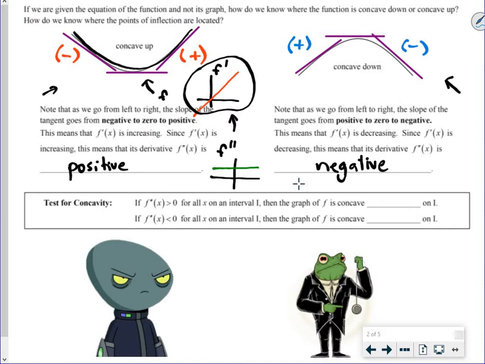Okay, so test for concavity. Next page. If f double prime is greater than 0 on an interval, then it's concave up. And if f double prime is less than 0 on an interval, then we have concave down on that interval.